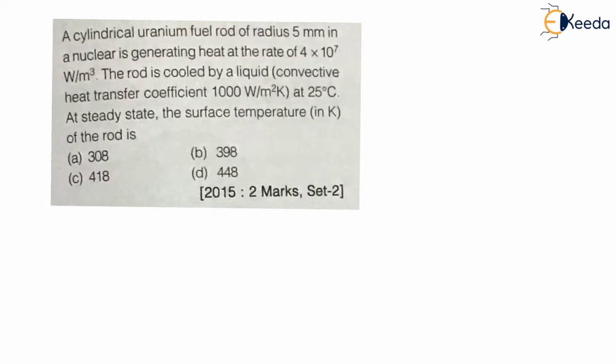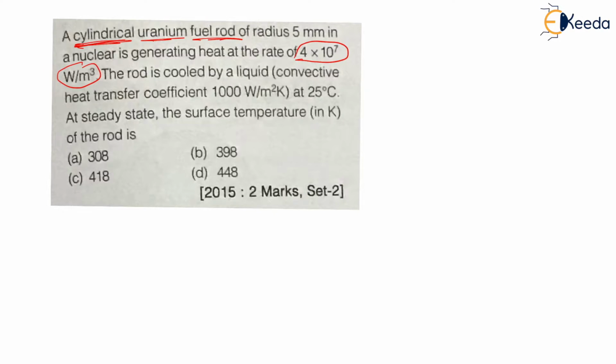Now my dear students, let us understand the question. The question is: a cylindrical uranium fuel rod. Here a cylindrical rod is given. The material is uranium fuel rod of radius 5 mm in a nuclear reactor, generating heat at the rate of 4 into 10 to the power 7 watt per meter cube. Here the uniform heat generation rate in watt per meter cube is given.